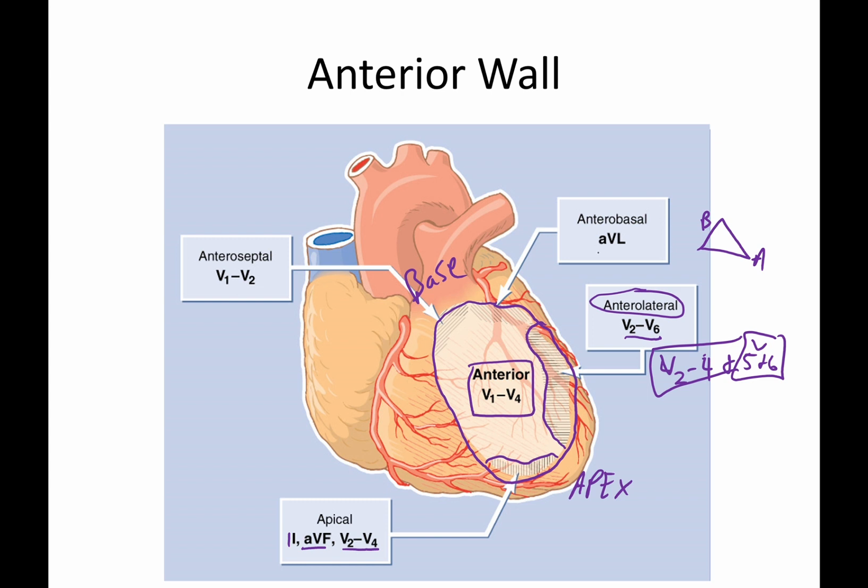Now, if you wind up having V1 through V4, and then you add in a little bit of AVL, now you've got anterobasal, and last but not least, anteroseptal, if you've got your V1 and V2 involved. Because again, those are more focused on that section of the heart.